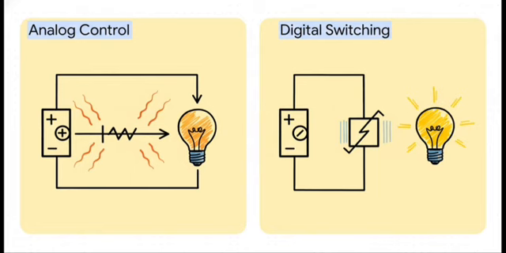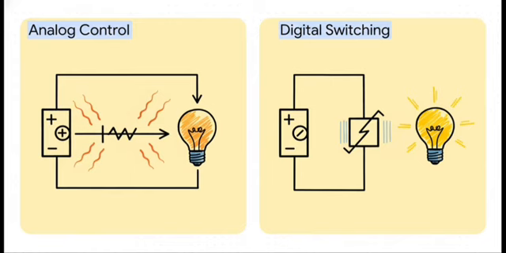Now look at the right. Digital switching. This is the smart way. Instead of a resistor that gets hot, we have a perfect switch. A modern transistor is basically a perfect switch. It has two states. It's either completely on, acting like a perfect wire with zero resistance, or it's completely off, like the wire's been cut. And in both of those states, fully on or fully off, it wastes practically zero energy as heat.